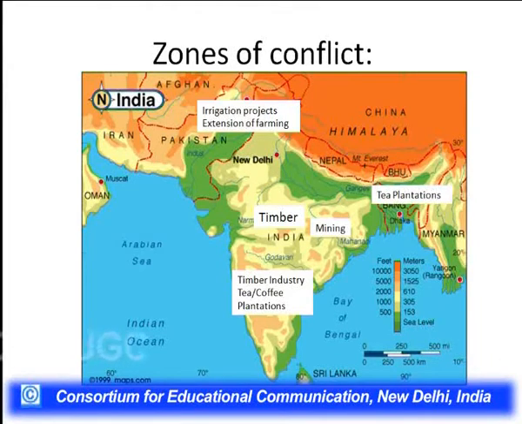Then in the south, you can see that it was not only the timber industry, but also plantation economy in the form of tea and coffee plantations, and then tea plantations again in the northeastern part of the country, and then a number of irrigation projects that had to be planned, and also extension of farming that was always on the cards, because the colonial regime was always in favor of extension of farming at the cost of wasteland or at the cost of forest areas, because these irrigated fields and agricultural areas were going to bring profit to them in the form of land revenue, whereas the area which was not under cultivation was of no use to them.